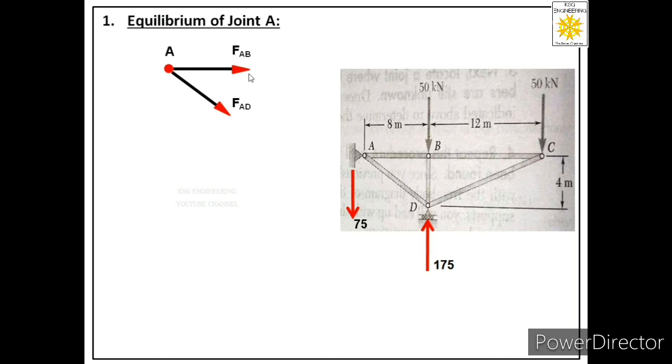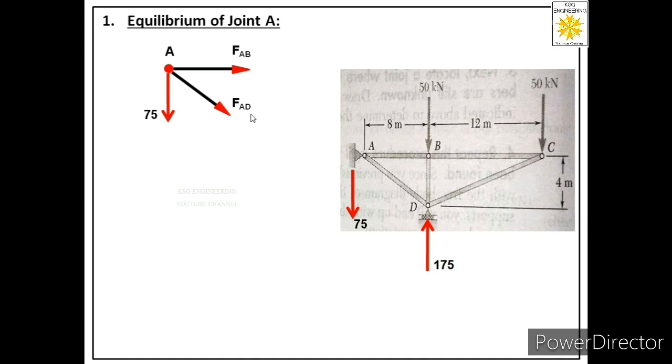Now after this what do we do? We see, is there any external force acting at joint A? No, there is no external force acting at joint A. Then we see, is there any reaction acting at joint A? Yes, there is one reaction acting at joint A, which is of 75 kilonewton acting in downward direction. So let us show that reaction. So we have labeled that reaction in the free body of joint A. Then after that we see, is there any inclined force acting in that free body? Yes, there is one inclined force acting in this free body, that is FAD.